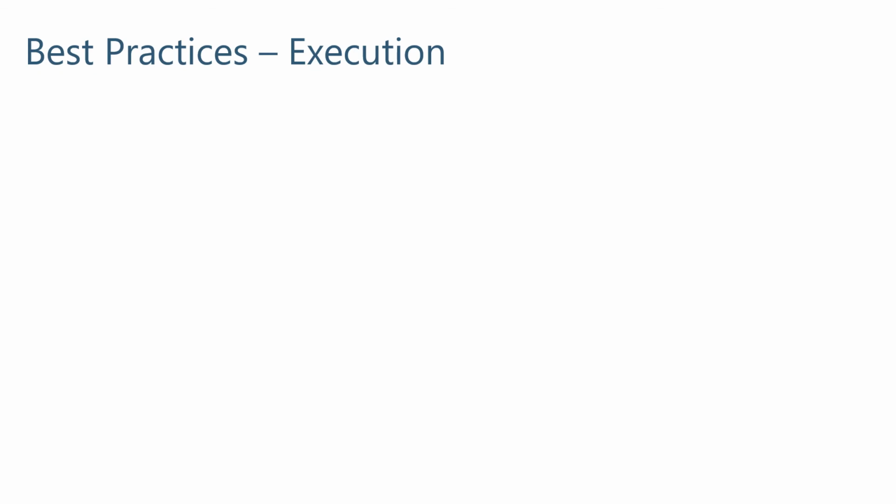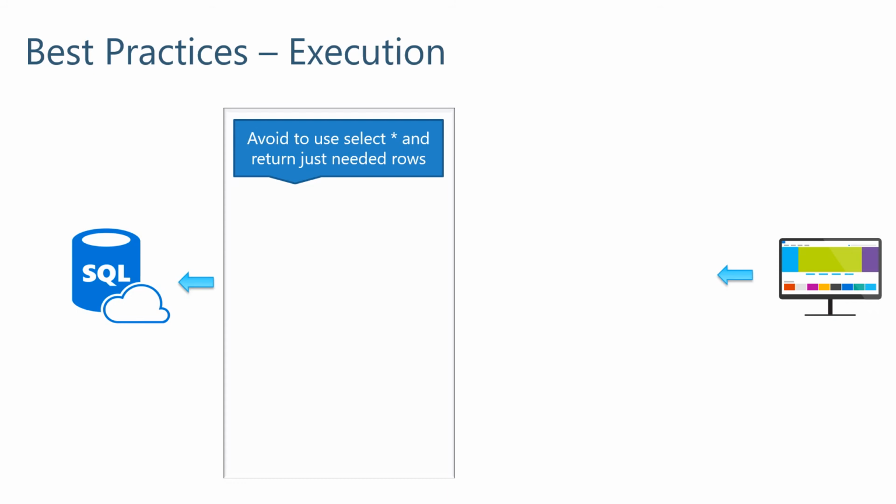Other best practices about execution. It's very important to avoid running select star and to return just the needed rows. Remember that when you run select star, you're going to retrieve all the data that you have, and it's very important to have a very good bandwidth. Just return the needed rows, avoid the star, and specify only the fields that you want to receive. Regarding the execution timeout, if you think that this query takes more time, specify the execution time accordingly.